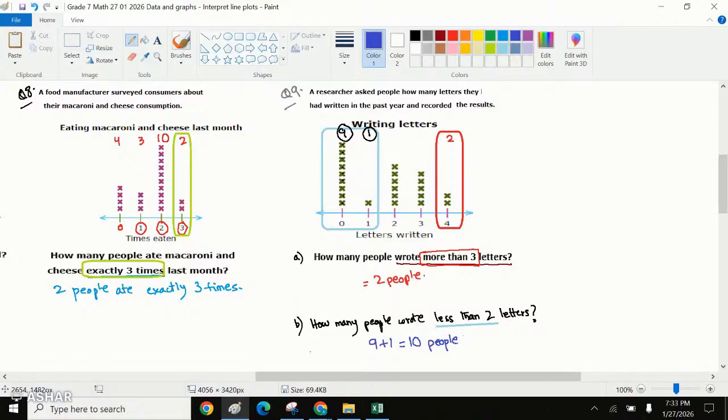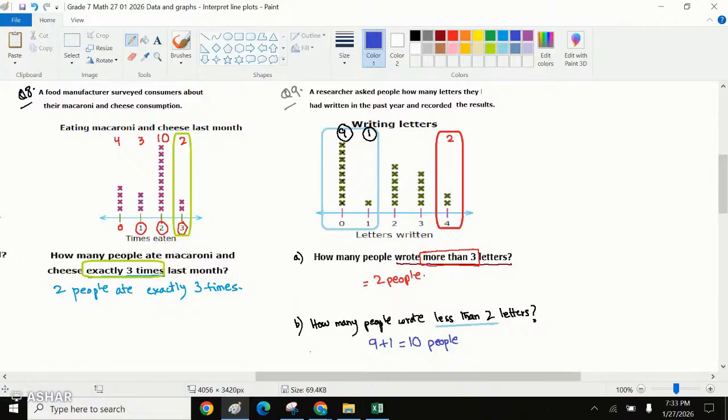wrote less than, no, Nate, 1 or 0. 0 is also less than 2, right? Okay. So we can say that, yes, 10 people, thank you, Prem. 10 people wrote less than 2. Thank you, Prem. Thank you, Michael. 10 people wrote less than 2 letters, right? So we have to include all the numbers that are less than 2.